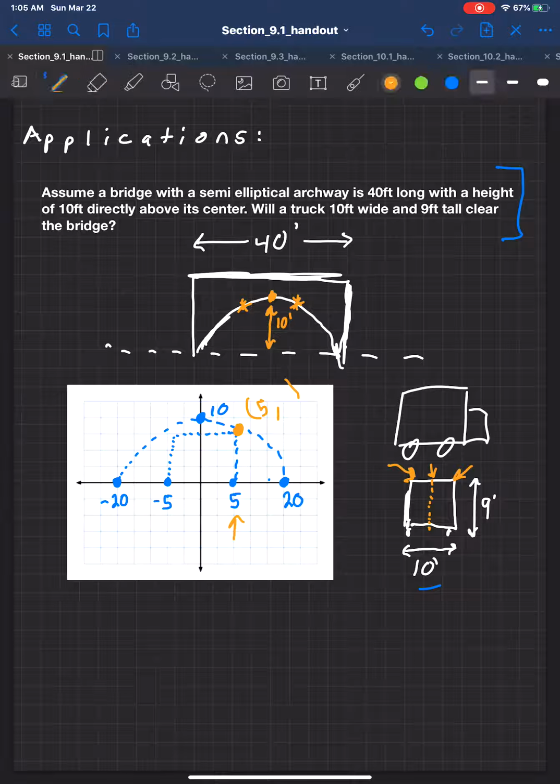Okay, so let's get this into an equation. So the way we drew it, this is definitely a horizontal ellipse. So this is x squared over a squared plus y squared over b squared, and that's equal to 1. All right, now, what am I going to plug in for a? What am I going to plug in for b?